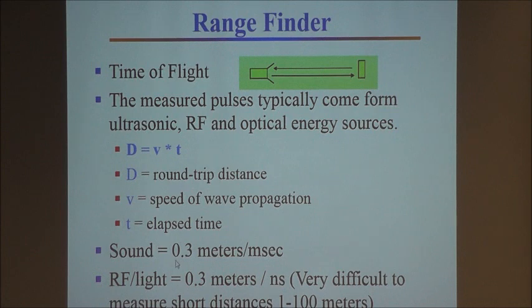For sound, it is 0.3 meters per millisecond. For RF or light, it is 0.3 meters per nanosecond. Very difficult to measure short distances between 1 to 100 meters.